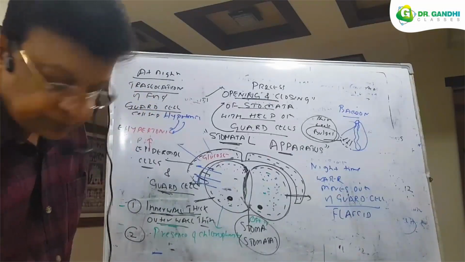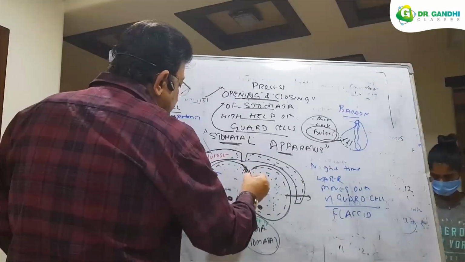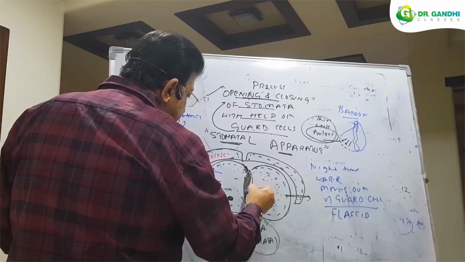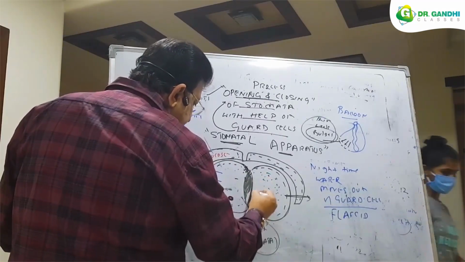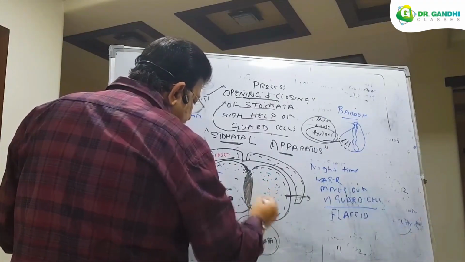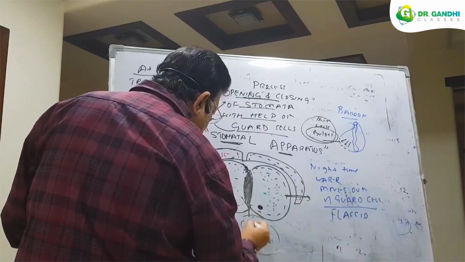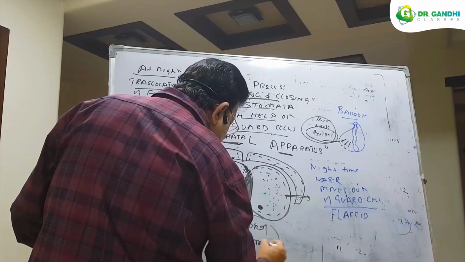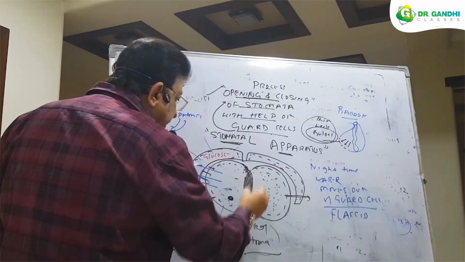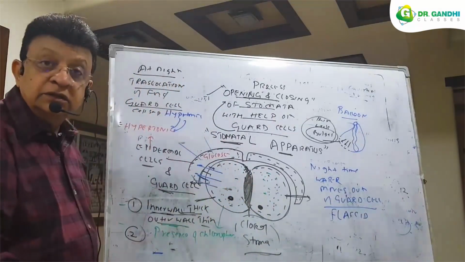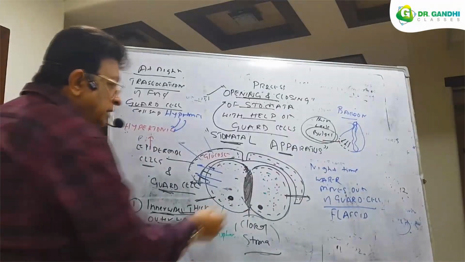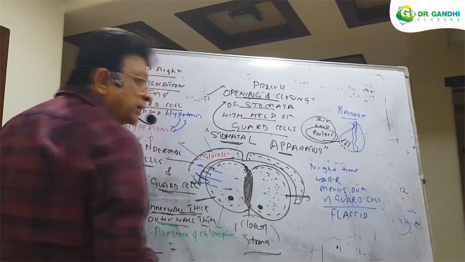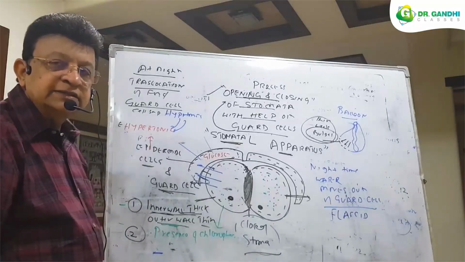So now, look here. I want you to pay attention to what I'm doing. So my diagram showing a closed stoma. Because you will get this to draw in the exam, I want you to highlight, please do not draw like this. The reason being, if you show a closed stoma like this, you will not get marks in the exam.